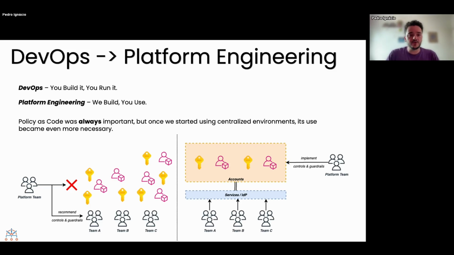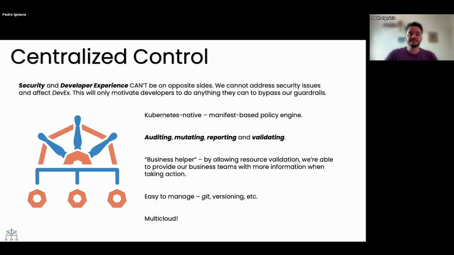And as I mentioned here, policy as code is always important, but once we have centralized control over all environments, we need to be sure that we are applying the correct controls and the correct guardrails. And I believe the best way for us to do this is providing policies that we can version, that we can test, so we don't have to apply the changes and see what happens. All right, so we have ways of testing our stuff.